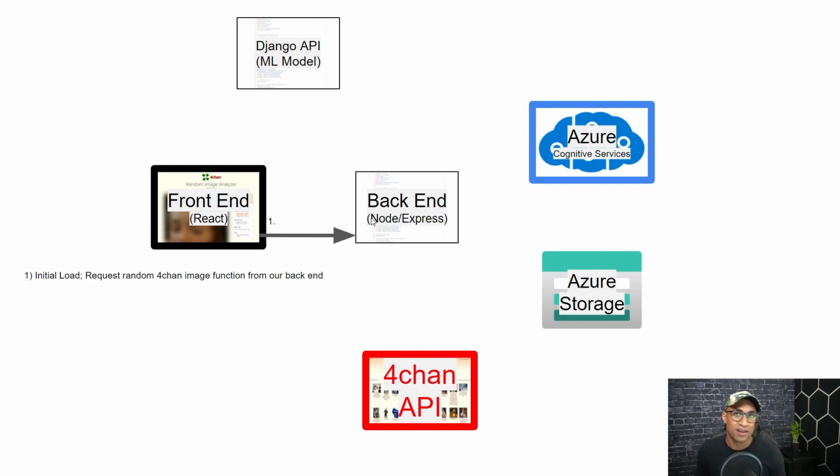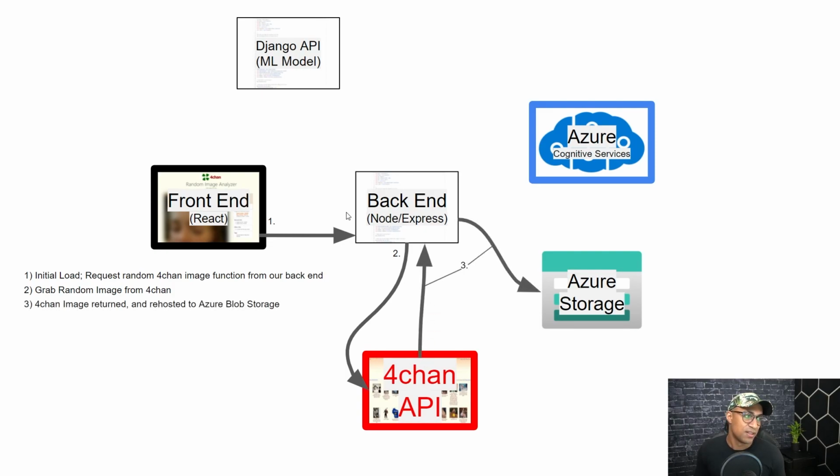It sends a request to the back end saying, okay, give me a new image from 4chan and give me some analysis. So the back end takes that, and then sends a request to 4chan, using a 4chan API to get a random image from a random thread, and downloads the image onto the back end temporarily. That image is then rehosted in Azure Blob Storage because we can't hot link images from 4chan. So we have to rehost the image in Azure Blob.